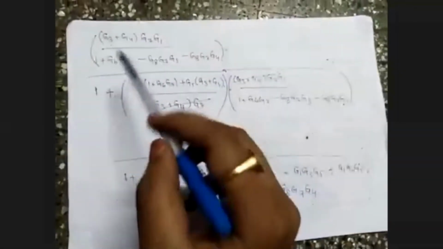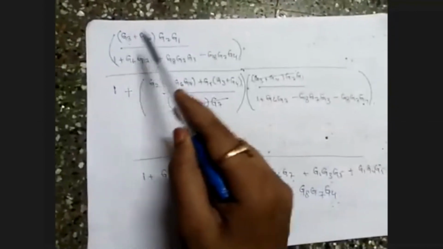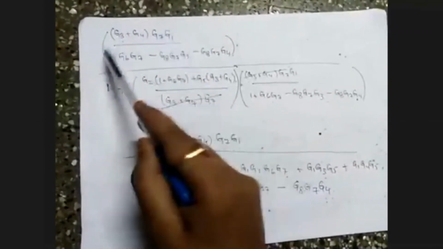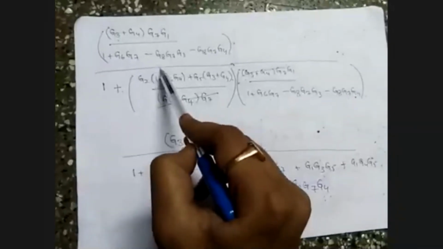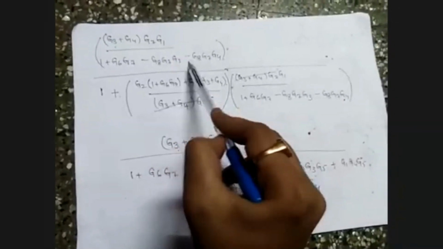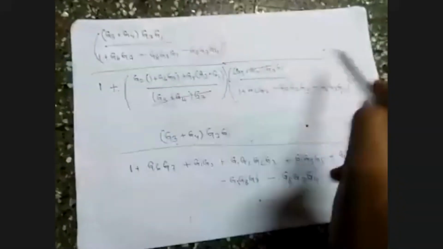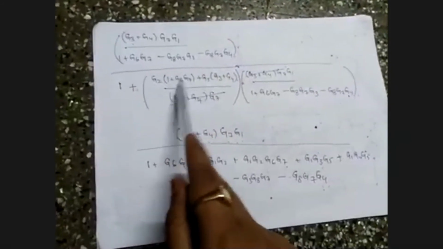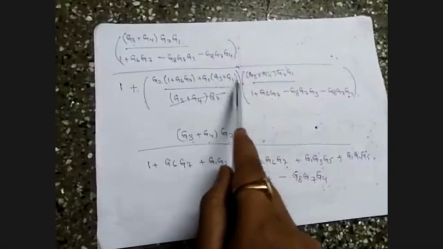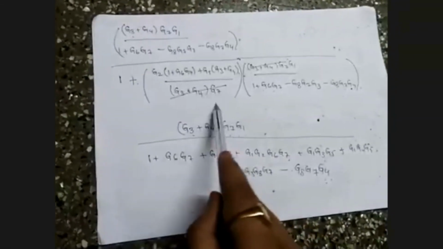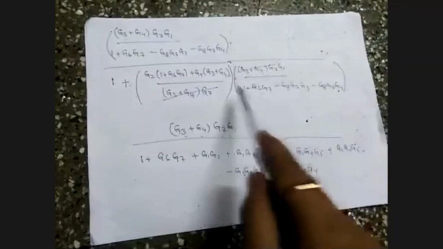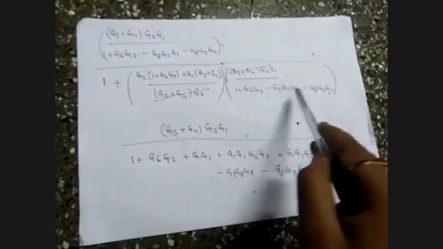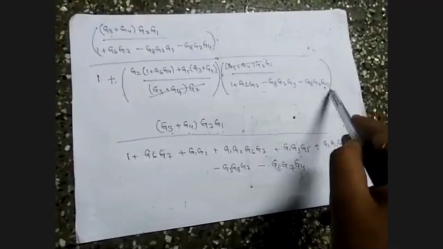Negative feedback, then you'll be getting the gain, that is (G3 plus G4) into G7 G1 by 1 plus G6 G7 minus G8 G7 G3 minus G8 G7 G4, whole divided by, as it is a negative feedback, you have to add. So 1 plus the feedback gain, that is G2 into (1 plus G6 G7) plus G5 into (G3 plus G4) by (G3 plus G4) into G7, whole multiplied by the gain, that is (G3 plus G4) into G7 G1 by 1 plus G6 G7 minus G8 G7 G3 minus G8 G7 G4.